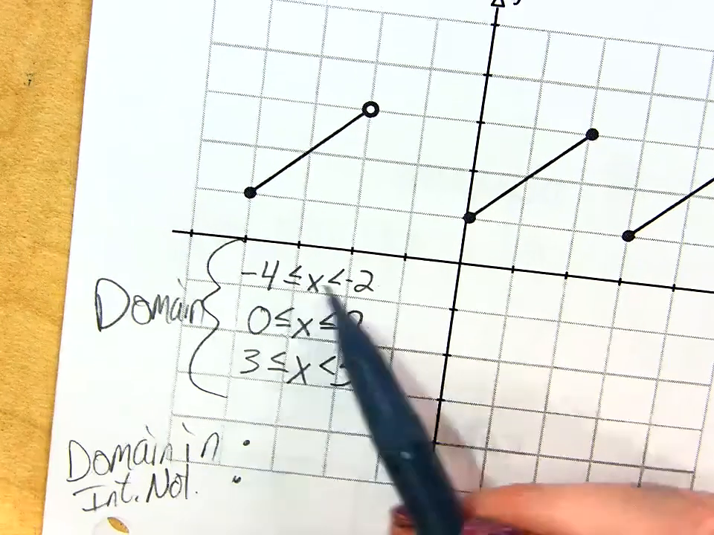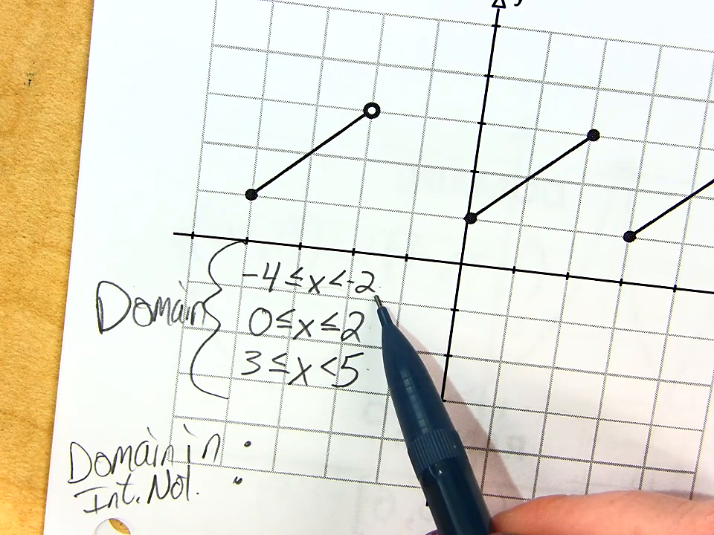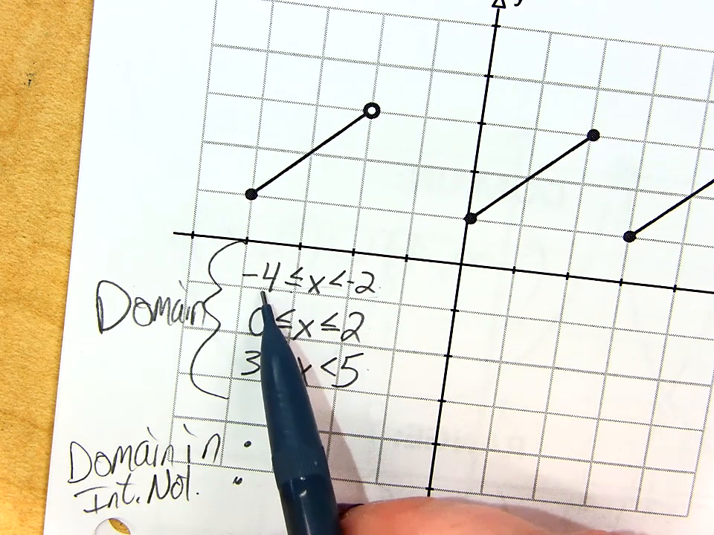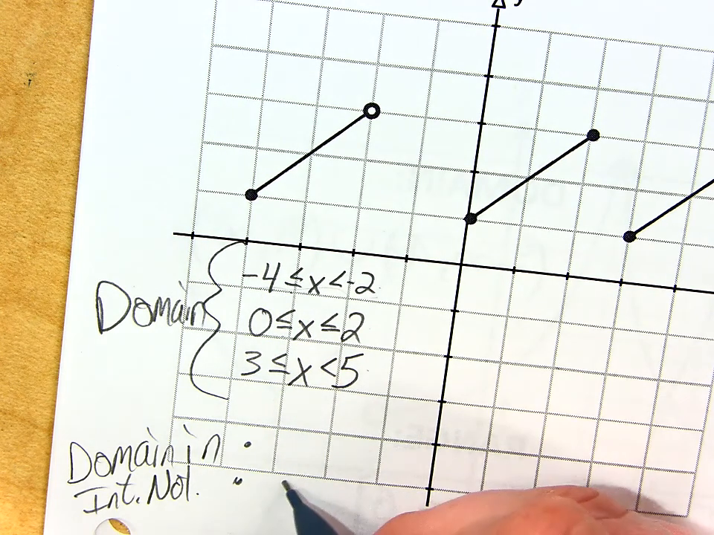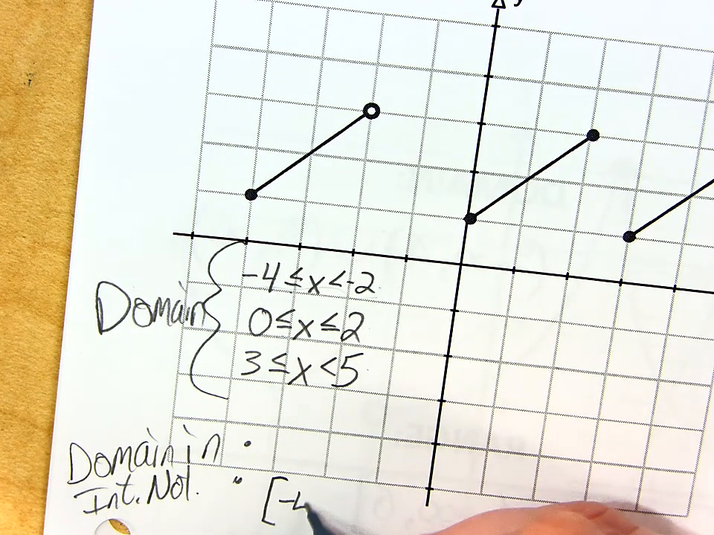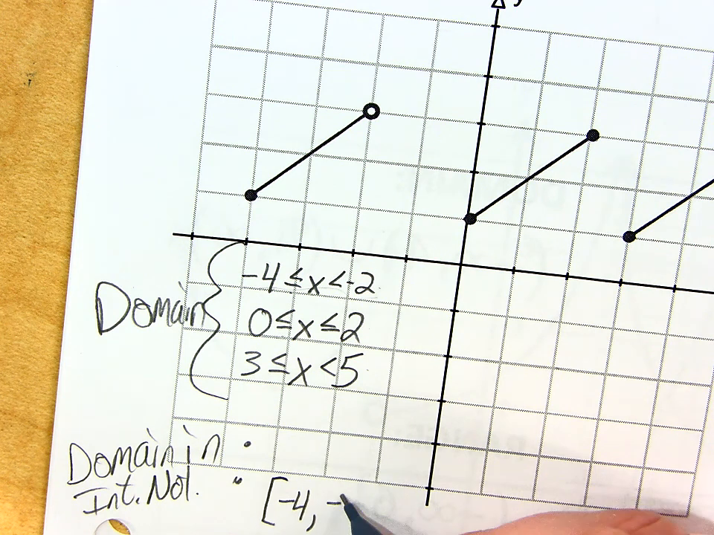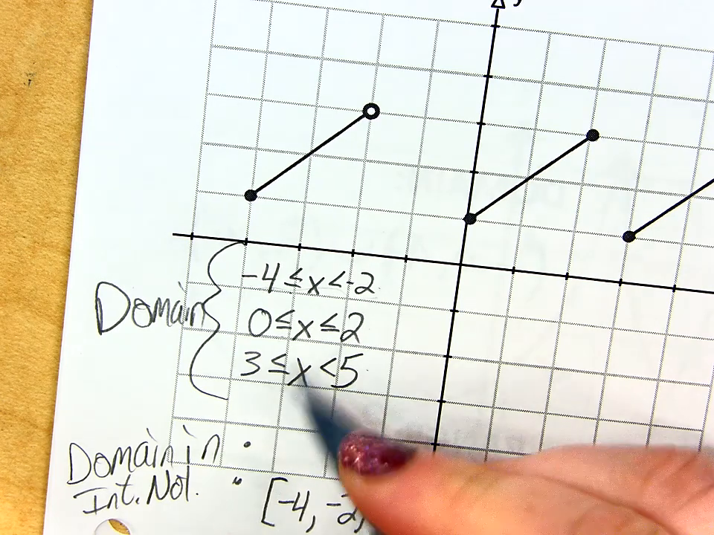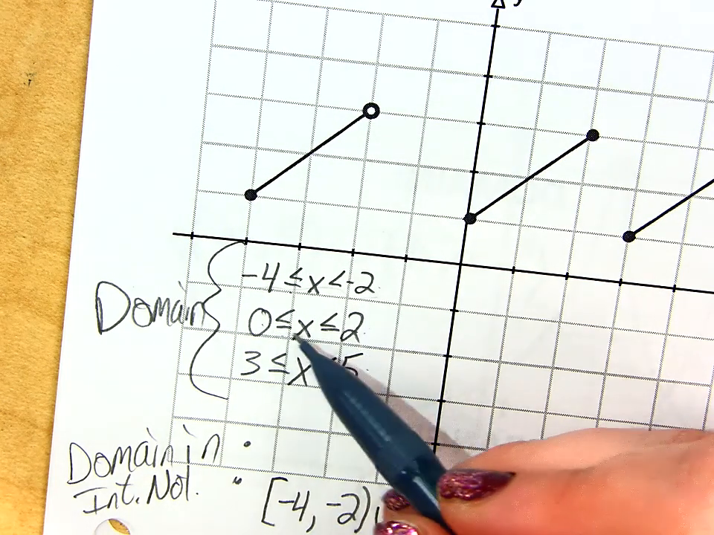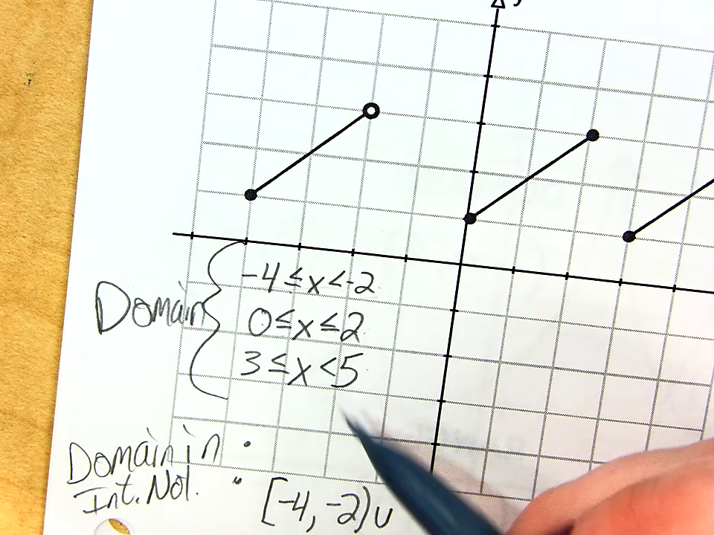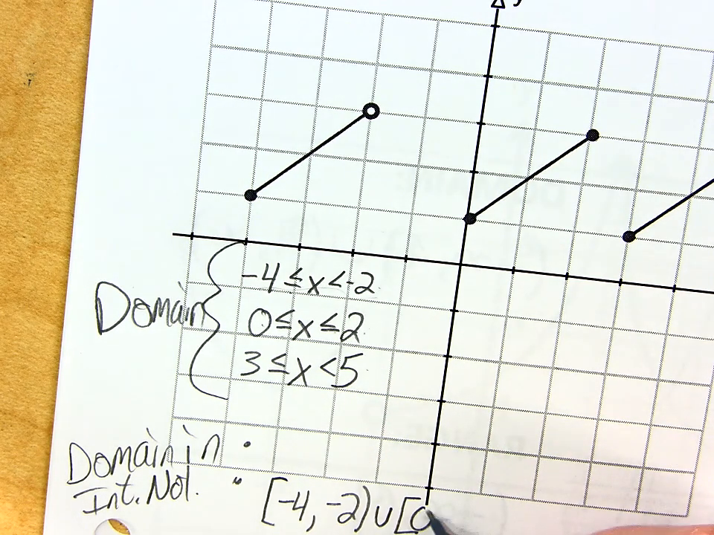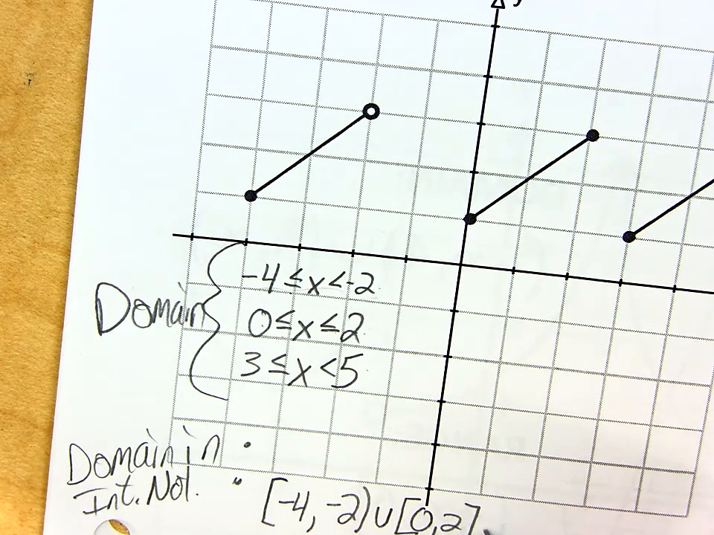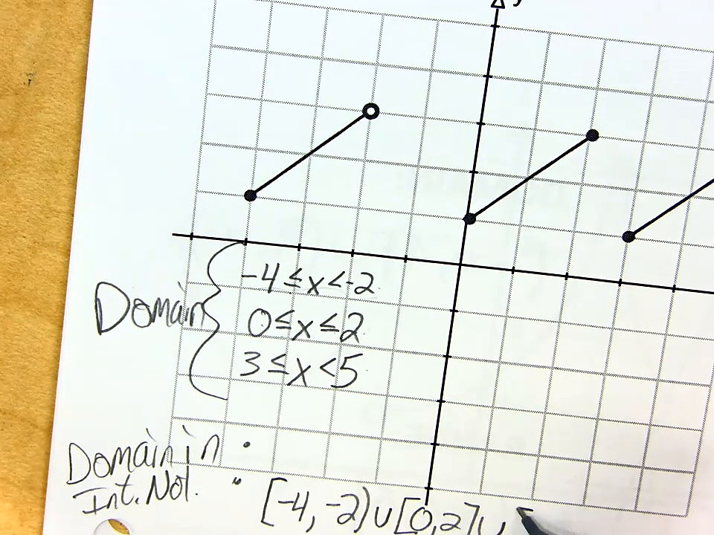Okay, so this one, do I do the square bracket or the round bracket? Square to start off, so I'd have square -4, comma, -2, and then I round. Yes, and I'm going to union that to join that with this one. They both have the bar underneath, so they're both square brackets. So 0, 2, and one more. 3 to 5.